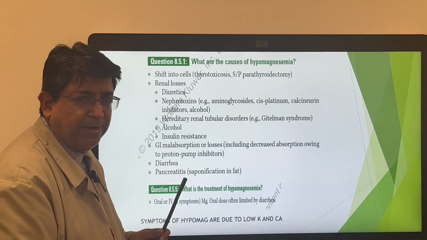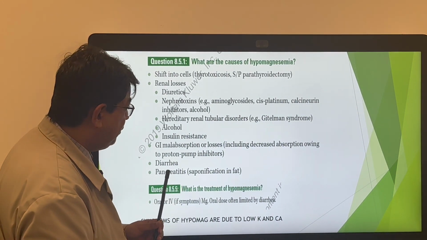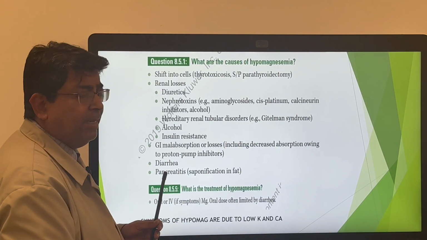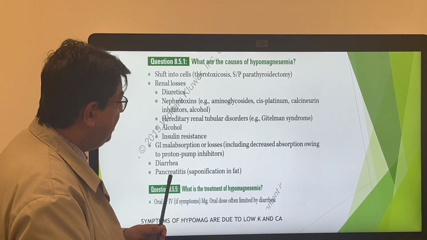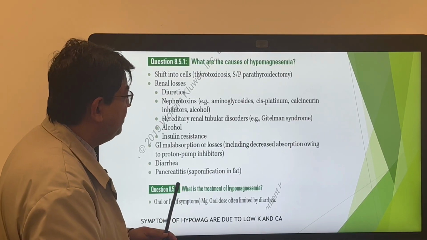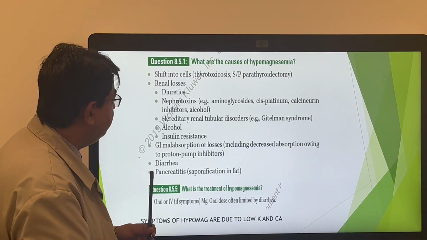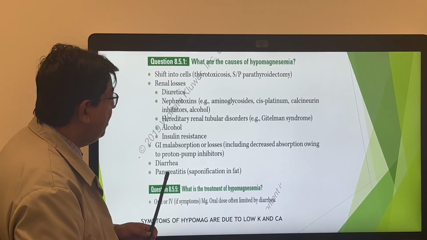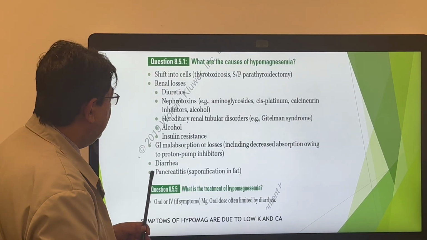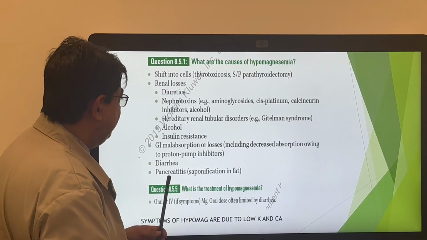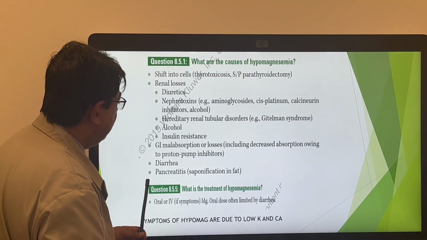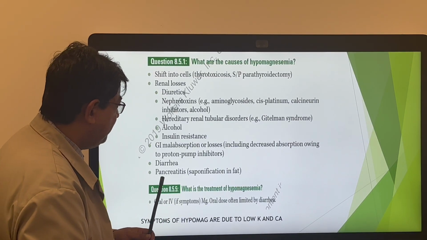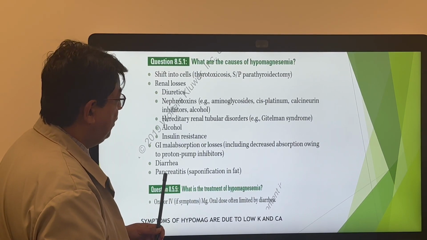acquired types of Gitelman's and Bartter's. And we'll talk about that. I spoke about those in some detail in the sodium potassium talk, and I think I will make some references to those later in this talk as well. Calcineurin inhibitors, such as tacrolimus and cyclosporin, are known for magnesium wasting. And of course, alcohol will cause magnesium wasting. And then Gitelman's is, of course, a hereditary renal tubular disorder, but it can be acquired.